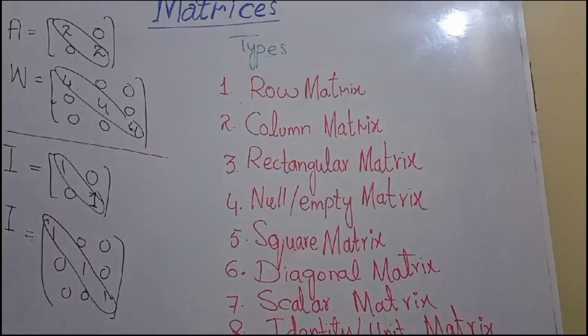So friends, we have gone through the matrices. Let's sum up or summarize the topic. Matrices are any numbers that are enclosed in large square brackets. Okay. Then we have gone through the types of matrices.